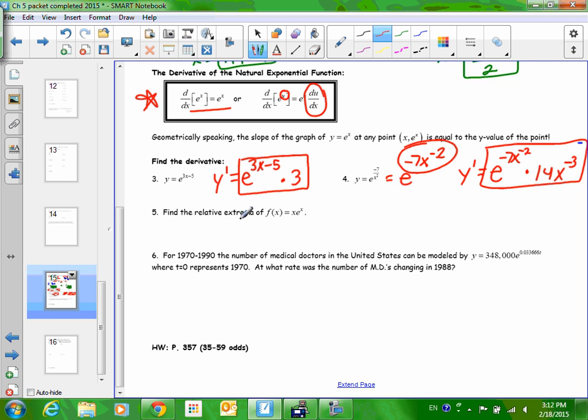All right, number 5, relative extrema. What's the first step if we're going to find maxes or mins? How about find the derivative? Yeah. Okay, what rule do we need to use to find this derivative? Product rule. So derivative of x is 1. Then we just write e to the x, right? Plus, then we write x times derivative of the second part. Now, remind me, what's the derivative of e to the x? E to the x.